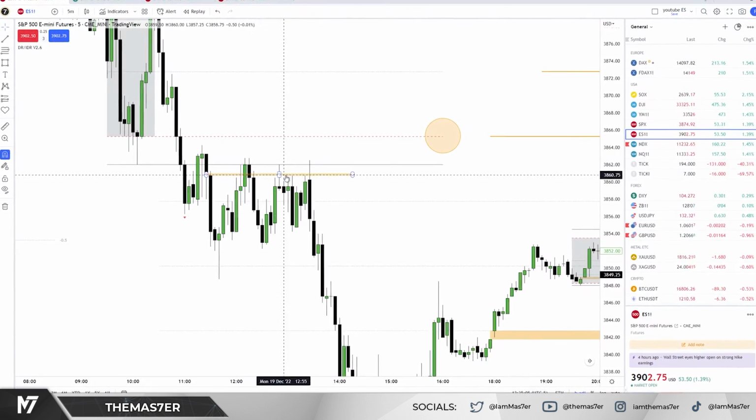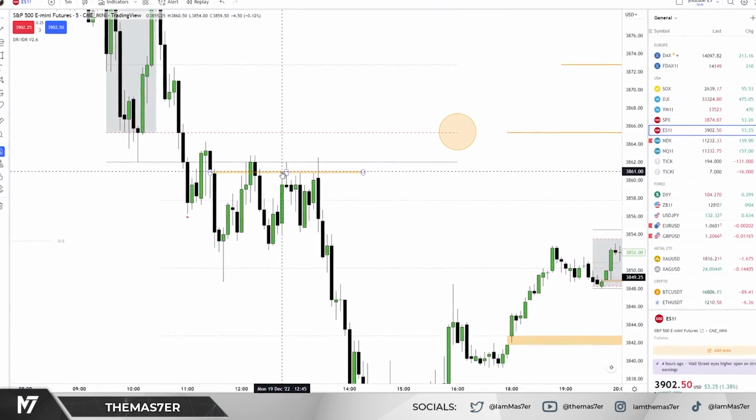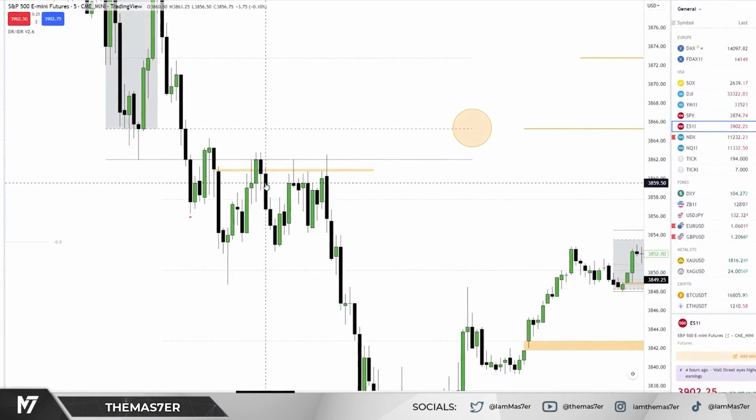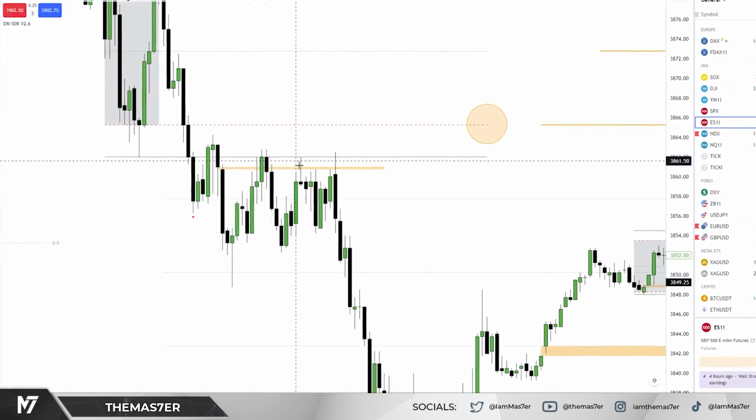But look closer, look really close, guys. It's not only after filling this volume imbalance. What does it do on top of the rejection over here?